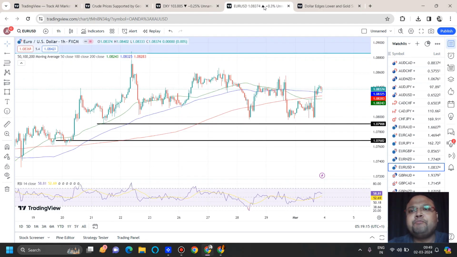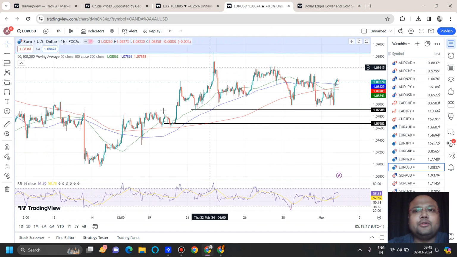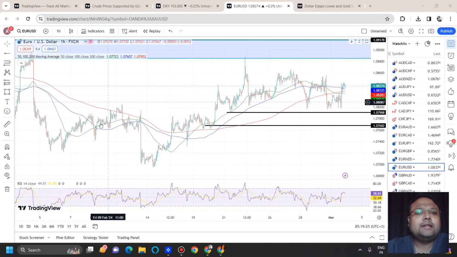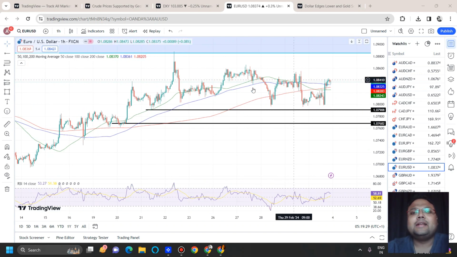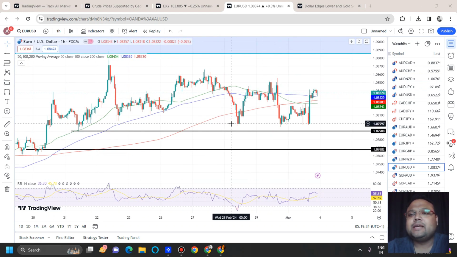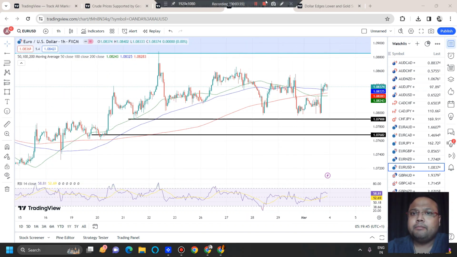And if you look at the chart of Euro USD, we can see that after the up move, or after the trend reversal, the market is sideways. The market is taking support around 1.0795, 1.0800, and has been taking support around this area for quite some time. So on Monday, the volatility of the market is going to be very important.